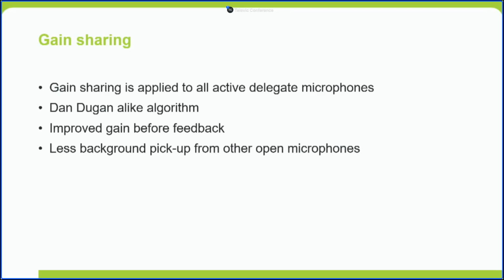And then it adjusts the gain of the other microphones to avoid picking up any unwanted background noise. So this will ensure that the audio is always consistent and without any distracting or disruptive noise from the background. In general, it will ensure that everyone's voice can be heard clearly, even in noisy, complex environments. And as a result, you will also be able to increase the gain before you get feedback in the room.